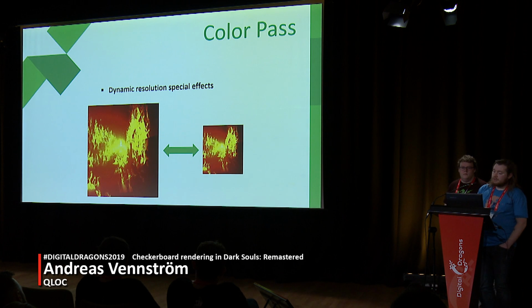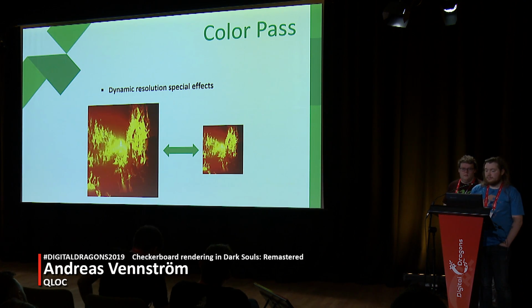In the last part of the color pass, we draw special effects, like this fire from the Hellkite Dragon. In Dark Souls Remastered, some special effects are rendered to a dynamically sized render target. If the effect pass takes too long to render at full resolution, the game switches the pass into half resolution. Half resolution in the checkerboarded case means half the resolution of the already checkerboarded target, so it maintains the same aspect ratio.